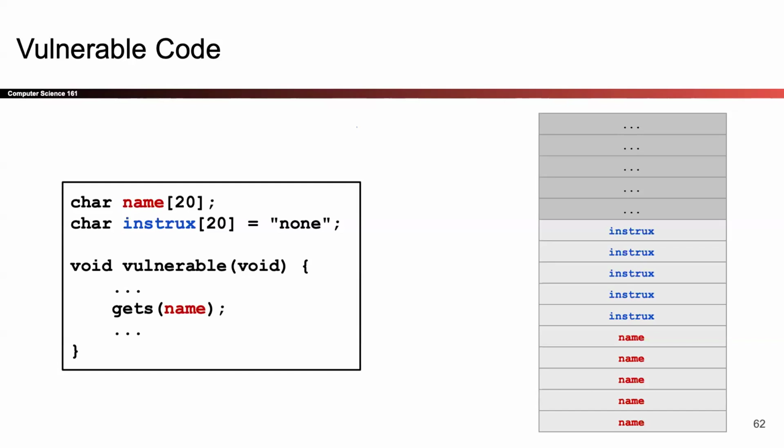I guess I should show you why this works, what memory looks like. If we have this code here, this global variable name gets stored in memory. There's 20 bytes for that, so that's five 4-byte words. And then right after it is the space for the instructs variable, so that's another five 4-byte words. So that's just contiguous memory. And gets starts writing at the beginning of name and keeps writing for as long as there's stuff in the current line. So it can keep writing past the end of name and start writing into instructs.